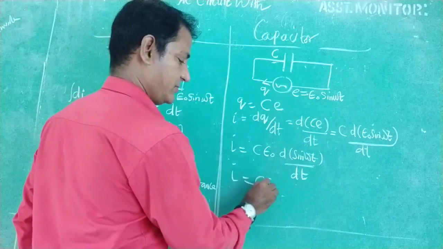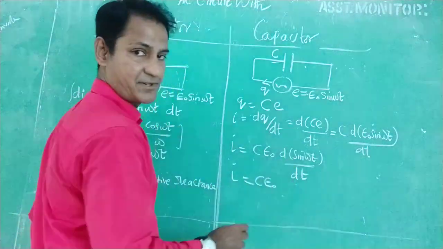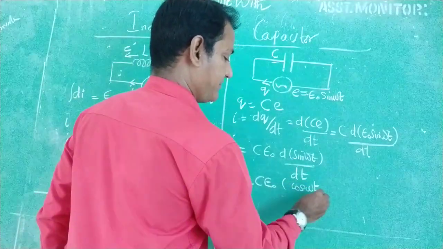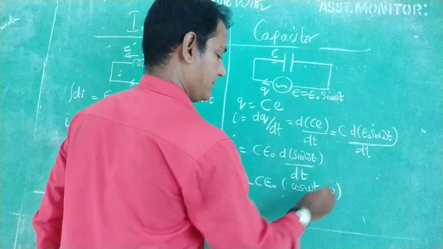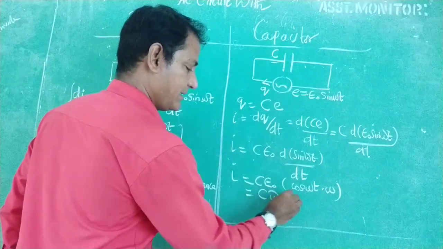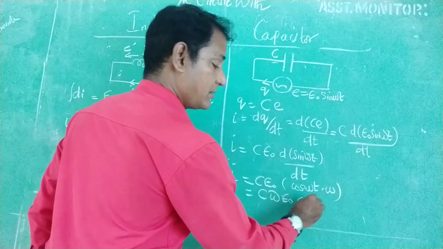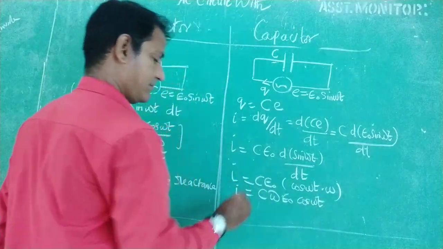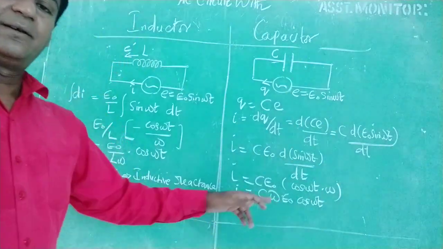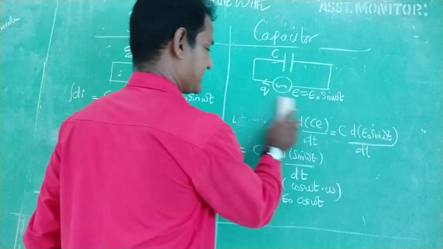So I is equal to C E naught. Differentiation of sin omega t is cos omega t into omega. So it means C omega E naught cos omega t. So I can also write this equation as, let me rub this.